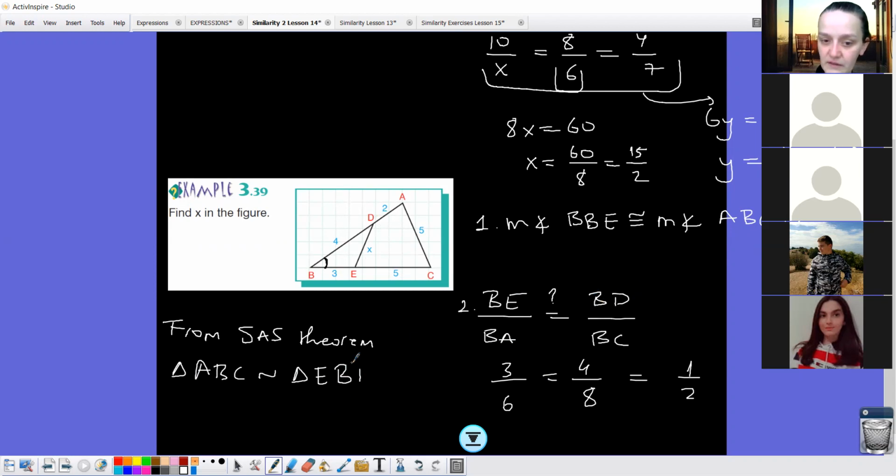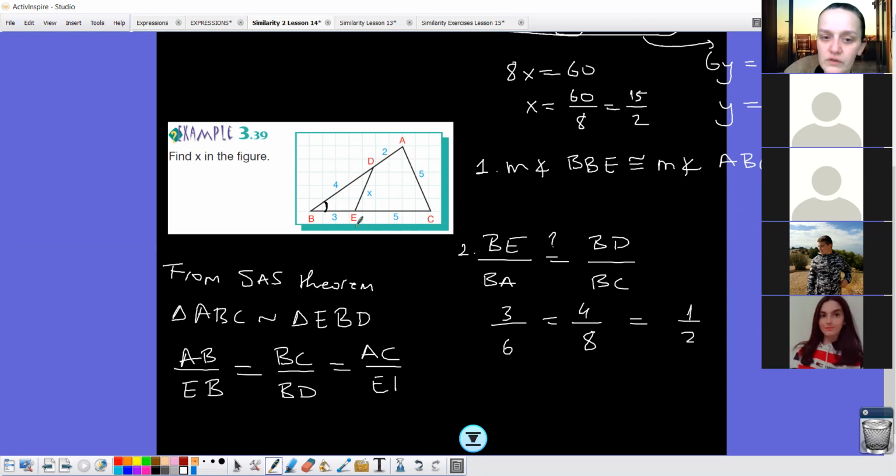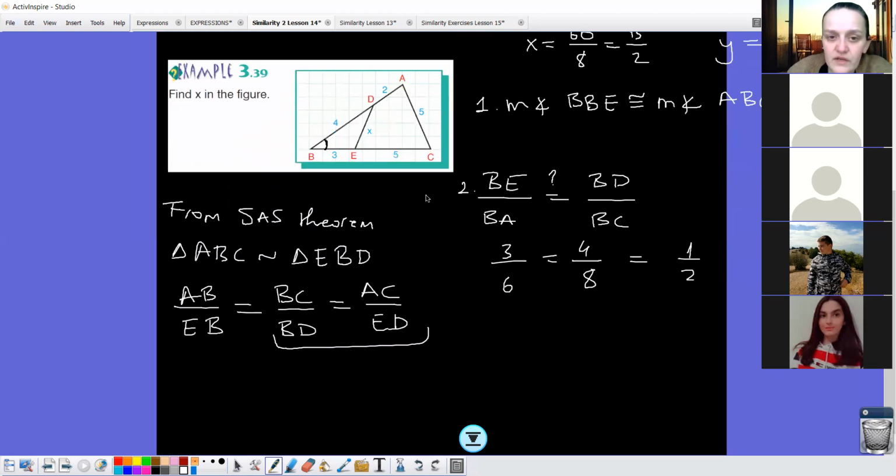Yes, BD goes with BC. Now, when I write the ratio of the sides, AB with EB is equal to BC with BD, and AC over ED. Which one don't we know? ED. So I will take these two directly because I don't know X.